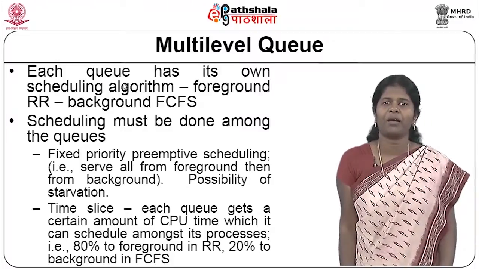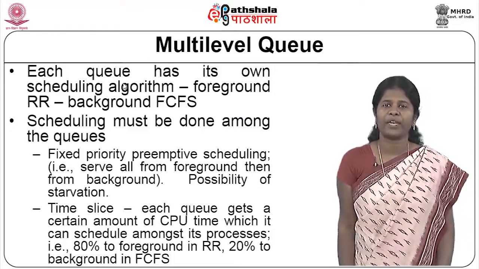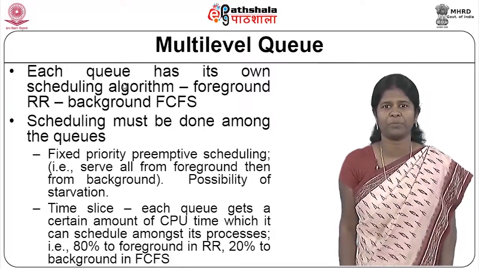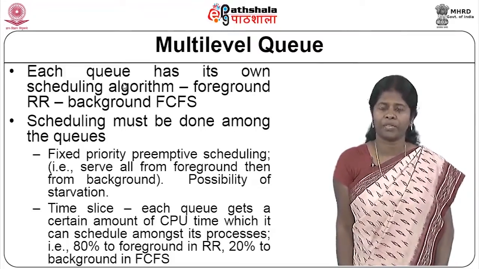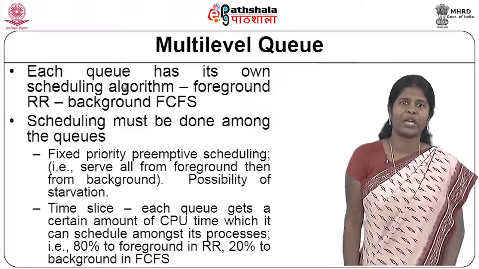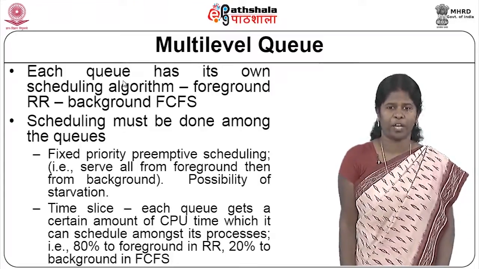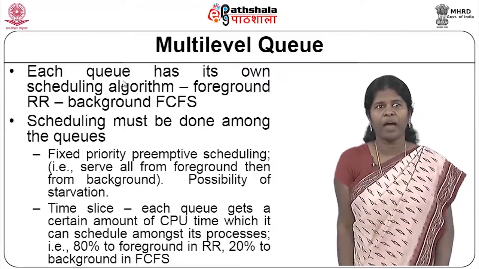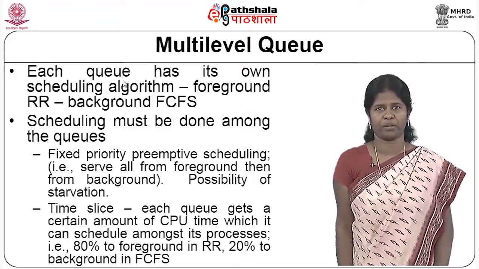And the other way in which scheduling is done among the queues is that you can give a time slice. Each queue can be given a certain amount of CPU time, and the processes in the queue will be executed based on the time that is given to that particular queue. Say for example, if your foreground processes need to be given more priority, then they can be given a larger time slice compared to the background queue.